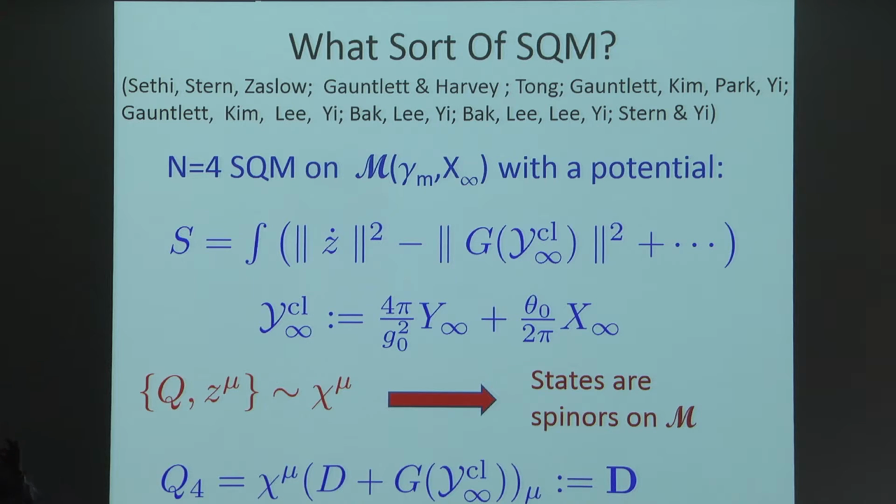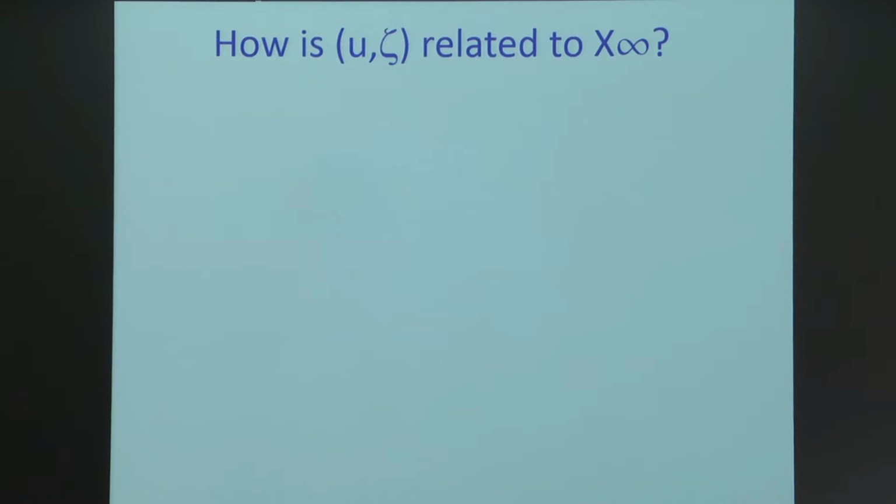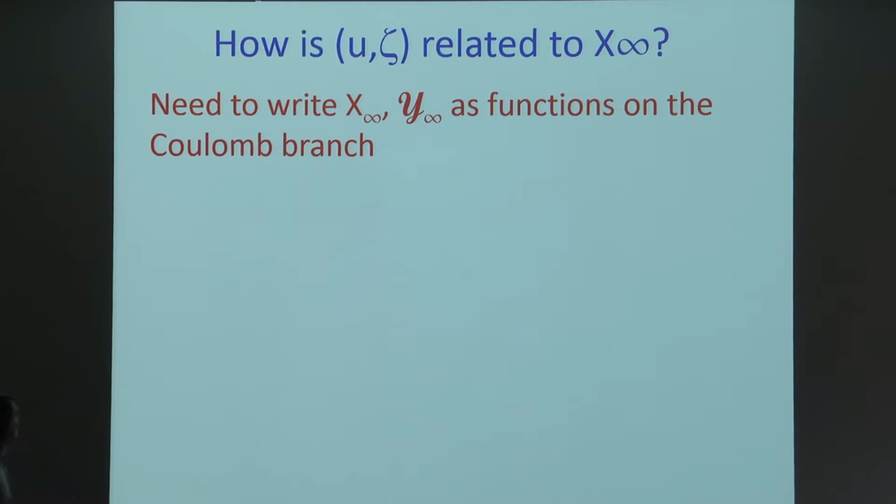But please remember when I talk about the Dirac operator, it depends on curly Y, okay? We're thinking of a family of Dirac operators parameterized by curly Y. That will be important later. All right, so question 2. How are U and zeta related to the Higgs vev? Indeed, we need to understand not only X infinity so we can construct the moduli space, but also Y infinity so we can construct the Dirac operator.